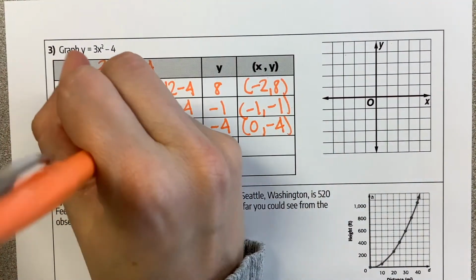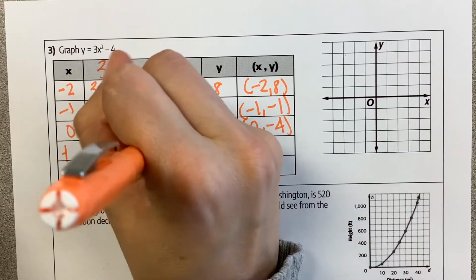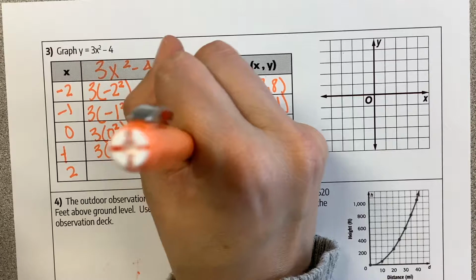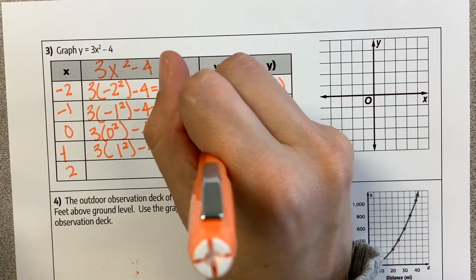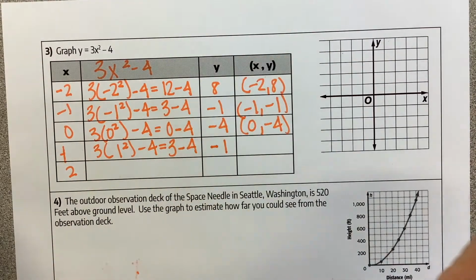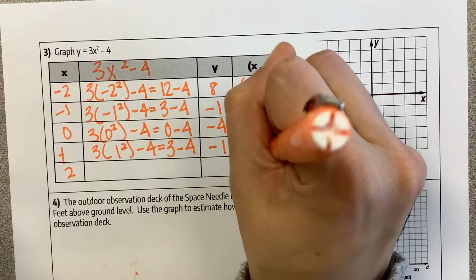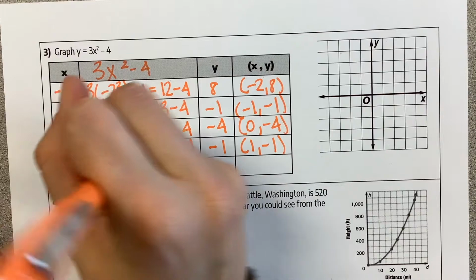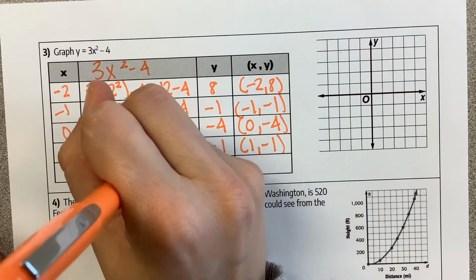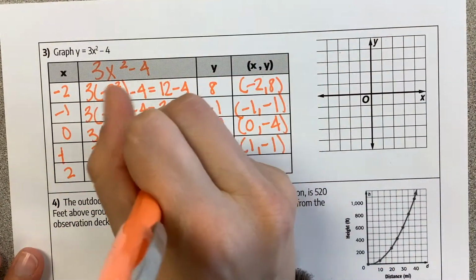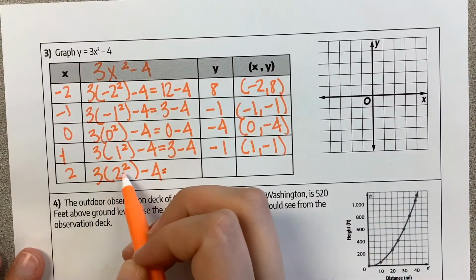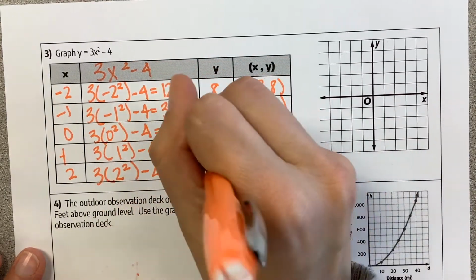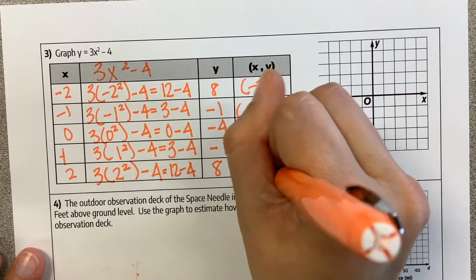Plugging in 1, 3 times 1 squared minus 4. 1 squared is 1, times 3 is 3. 3 minus 4 is -1. So we get 1, -1. And last one, 3 times 2 squared minus 4 equals: 2 squared is 4. 4 times 3 is 12. Minus 4 is 8. Again, we should see that pattern.